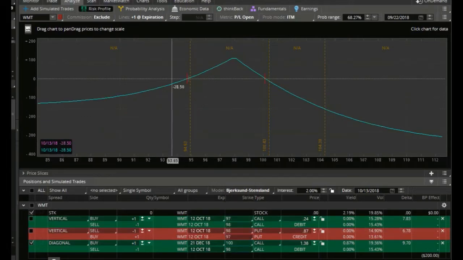That's probably more how I'd want that. Okay, so remember on your vertical spread on October 12th, remember what happened if it's under $97. You were at max loss. You lost 24, right? So check out the difference here.